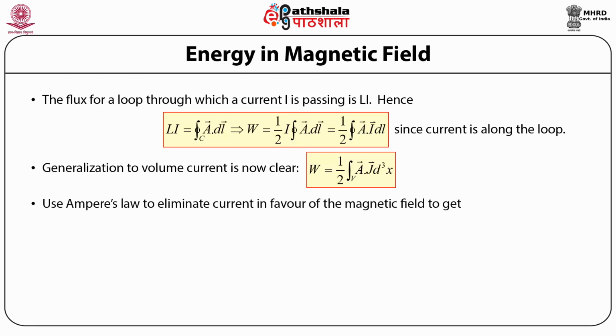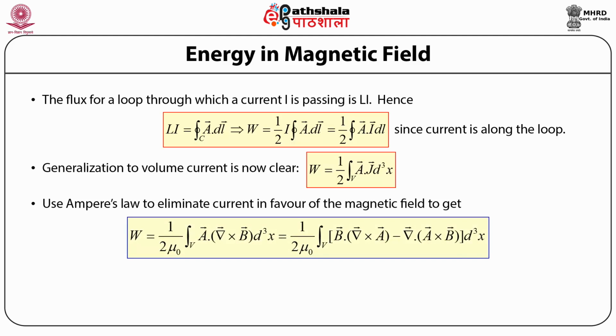Now let us use Ampere's law to eliminate the current in favor of the magnetic field, so that the expression for the work done that we have obtained above gets modified to W equal to 1 upon 2 mu naught times the volume integral over the volume element d cube x of the vector potential A dot, within brackets, the curl of the magnetic field induction vector B.